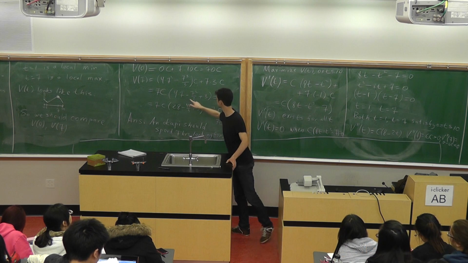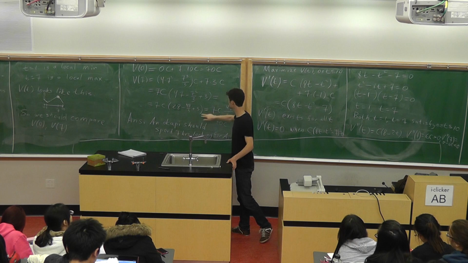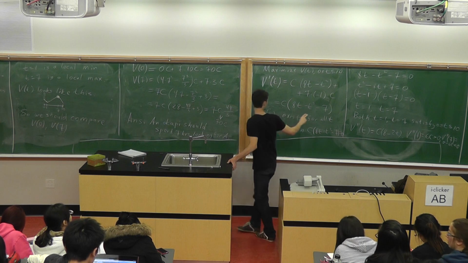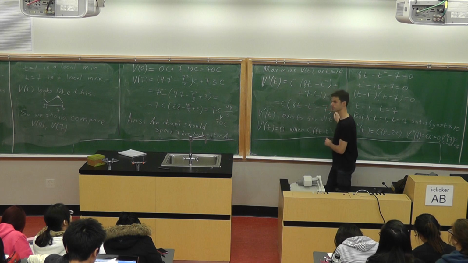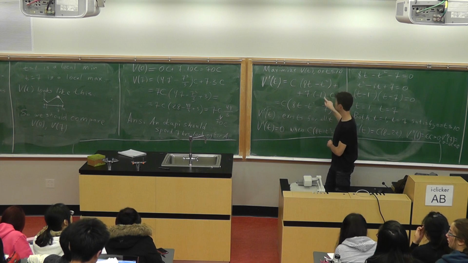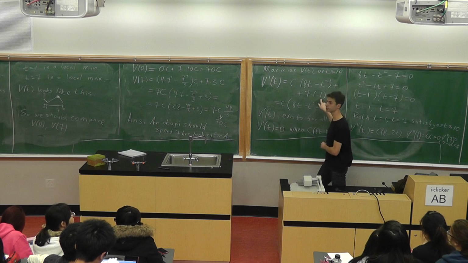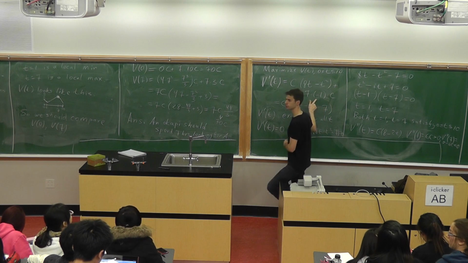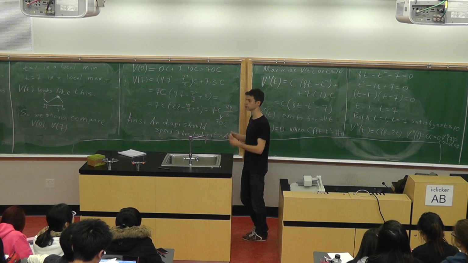7 times... Oh, right there, right over here. 7 times minus 1. Where's the minus 1? The minus 1 came from the derivative of 10 minus t. So here we have 10 minus t, and we try to find the derivative.